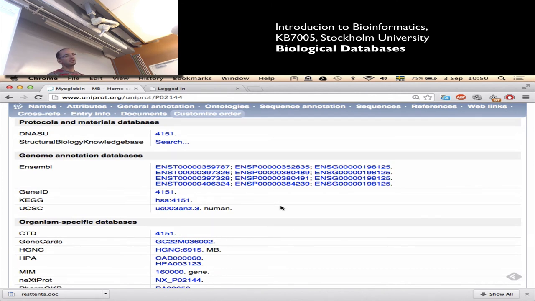As I said, for the Swiss-Prot part, there are at least close to 1 million entries, and in TrEMBL there are more than 20 or 30 million entries.